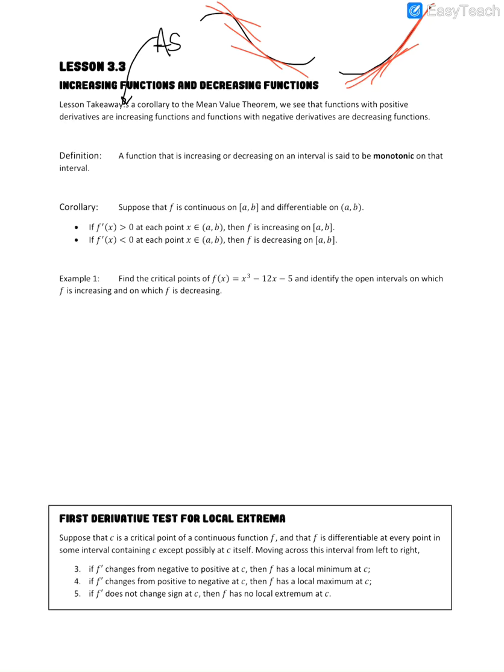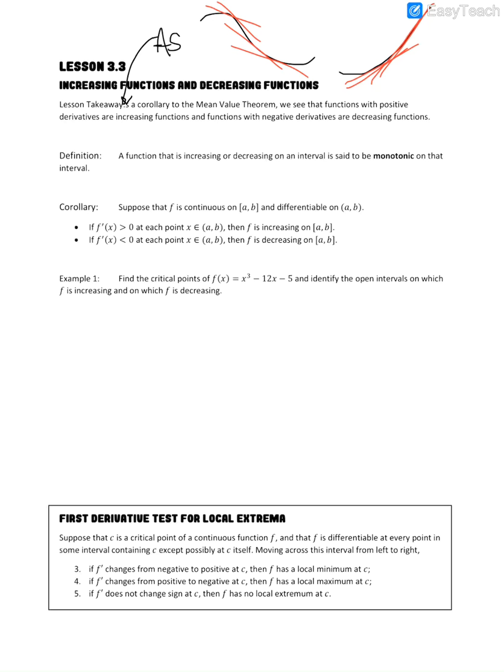All right, let's look at a corollary here. Suppose that f is continuous on [a, b] and differentiable on (a, b). If f prime of x is greater than 0 at each point, then f is increasing. And if it's less than 0 at each point, then it is decreasing. That's basically what we said from the lesson takeaway. All right, let's look at example 1.